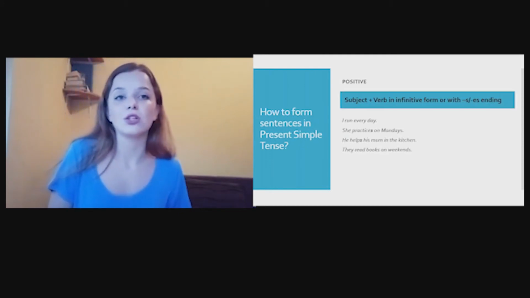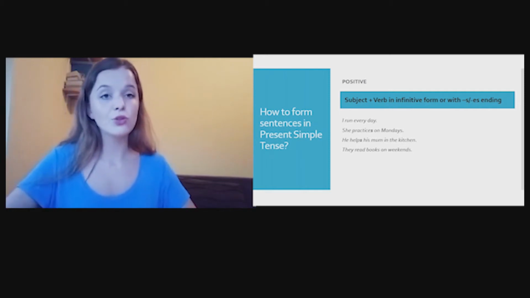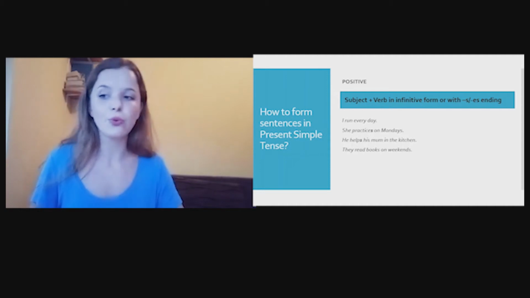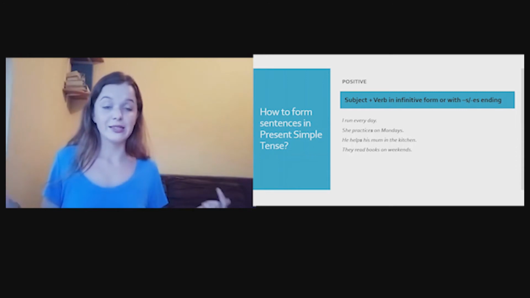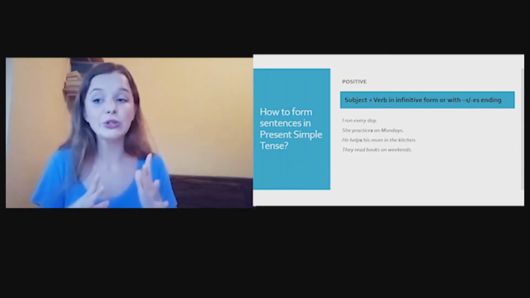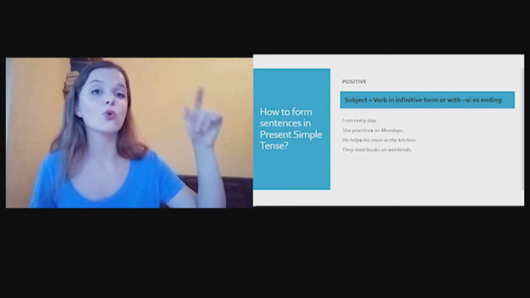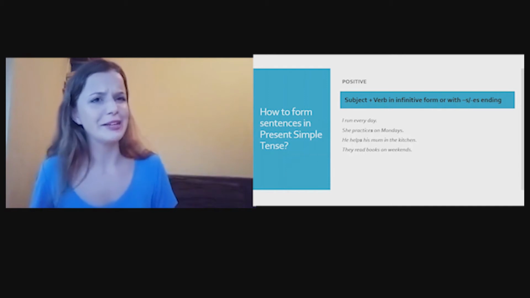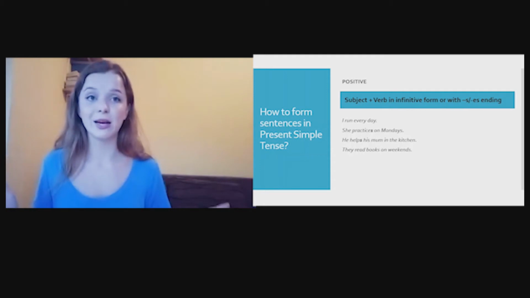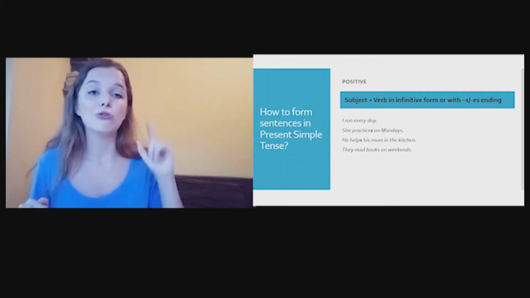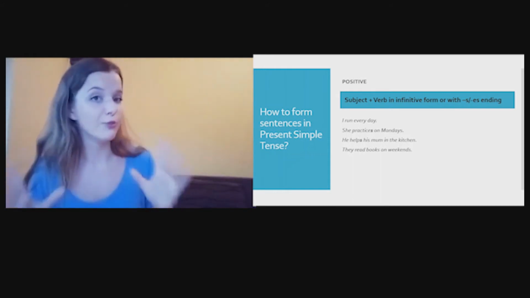Then how do you actually form the sentences in the present simple tense? We are going to break it into parts, and first we are going to do positive, then negative, and then question sentences. As for positive sentences, you make it with a subject, and then you have a verb in infinitive form or with the ending s or es. So let's explain this a little bit. You say, I run every day. I is a subject, the person that does the action. Run is a verb, and in this case, it is a plain form, infinitive form.